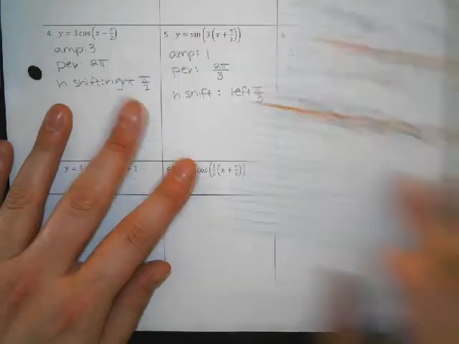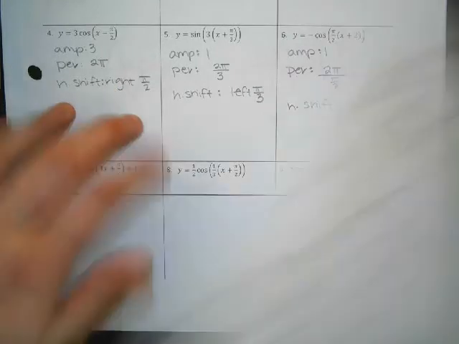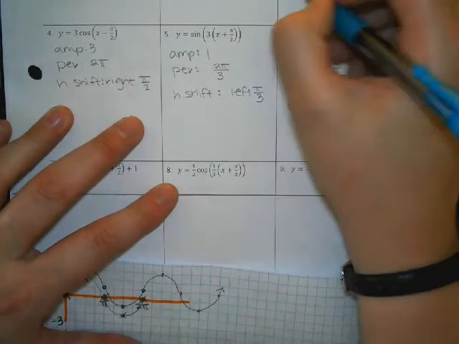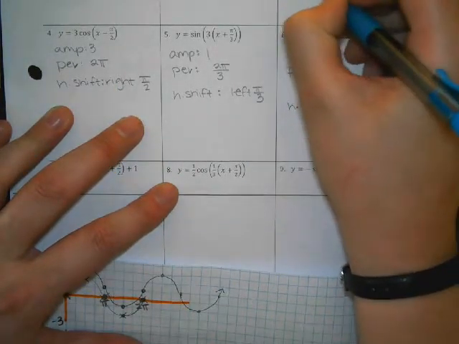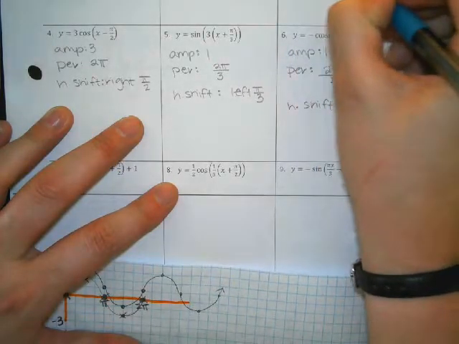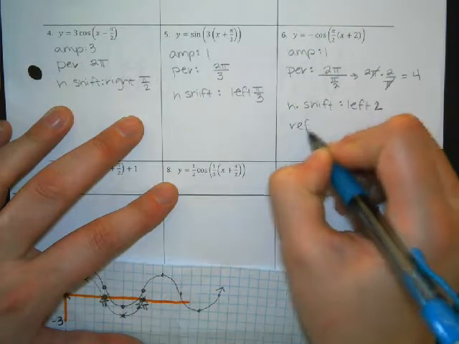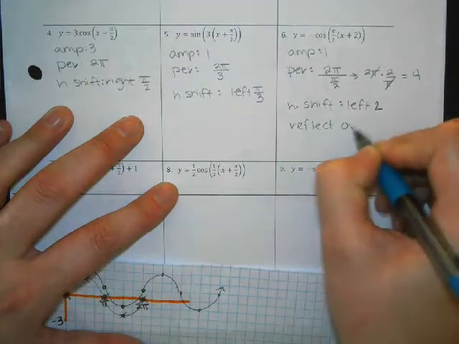And it reflects over x. Yes. Oh, we could write that. I need to write that for number 3 too. Okay.